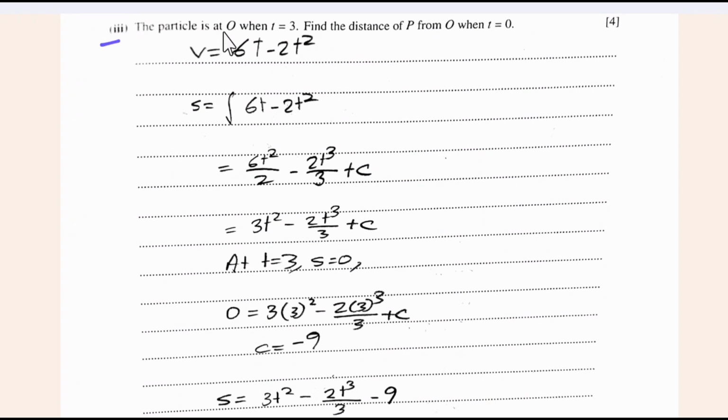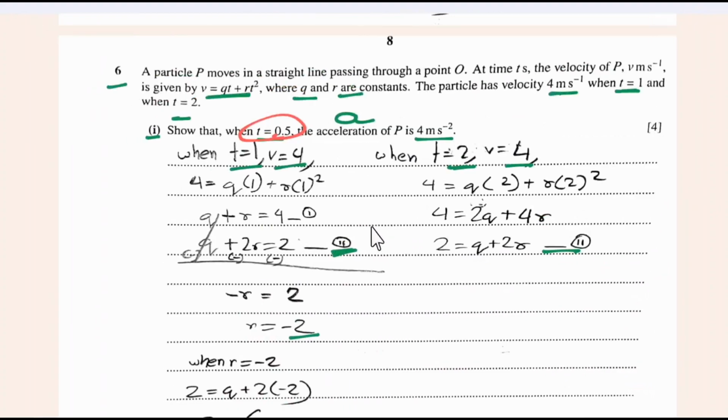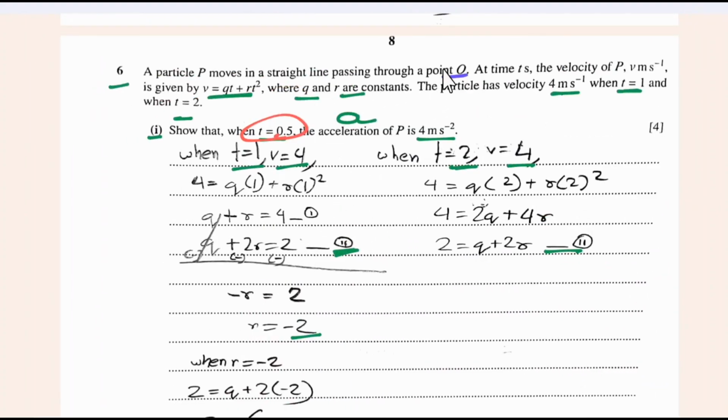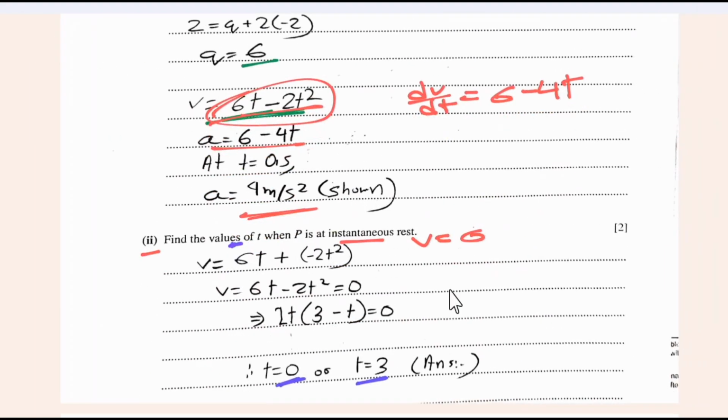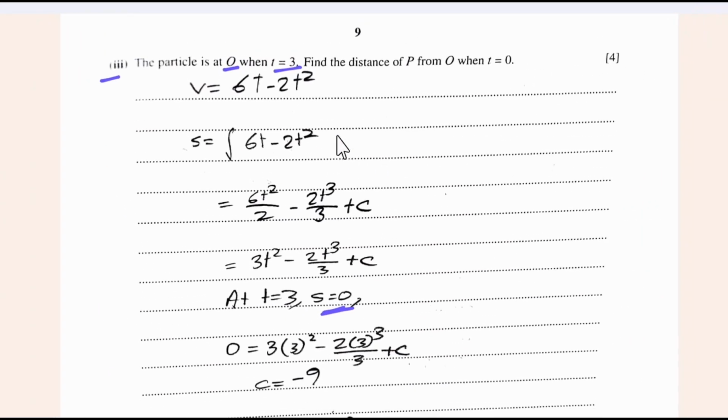Part 3, the particle is at O when time t is equal to 3. That means when time t is equal to 3, the particle is at O, that means the distance is 0. Since the particle starts from O, that is, the particle passes through O or starts from O, that means its original position, and when time t is equal to 3, it returns to its original position. That means distance is 0 or the displacement is 0. That means if it starts from its original position at O, then again it returns to O.